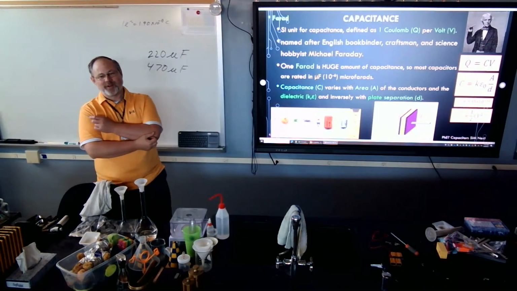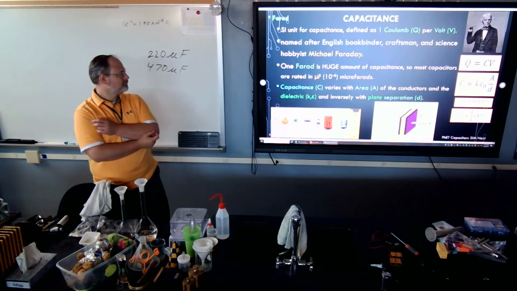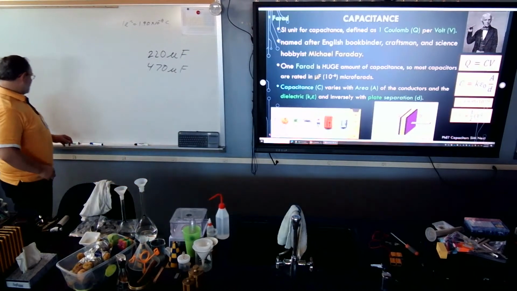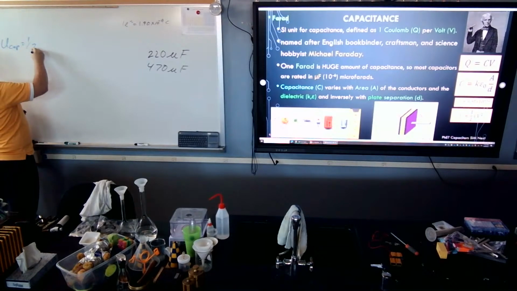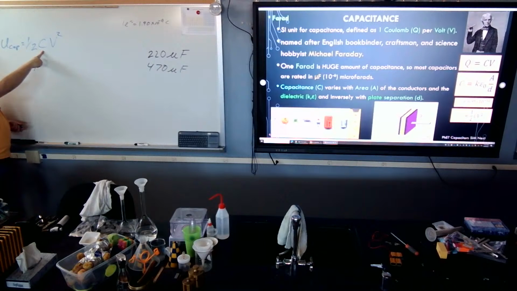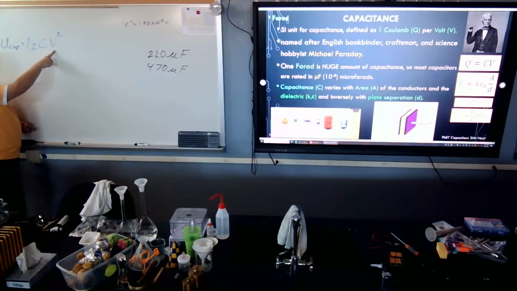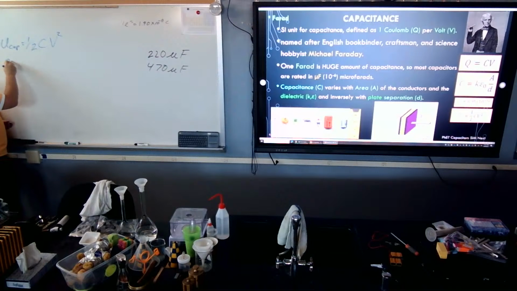You know what else is 1/2 something squared? A lot of things in this class. Yes, a lot of things. So the energy in a capacitor is 1/2 CV squared. C is storage. V is how strong you're pushing in that storage. Remember this?